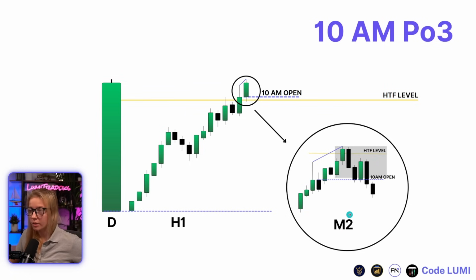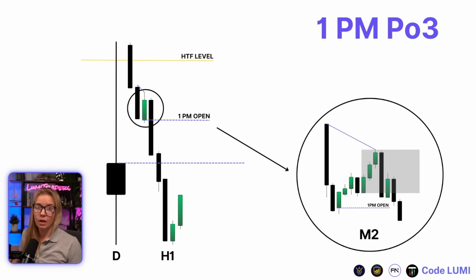The 10 a.m. power of 3 is exactly going to work for the 9 a.m. power of 3, and exactly for every single hourly power of 3. So I mentioned before, we have the daily candle, we got manipulation up, we hit the high time frame level, we got the 10 a.m. reversal, so the rest of the day is possibly going to be bearish. So what happened right here? The high is in, here's the 11 a.m., 12 p.m. and 1 p.m. candle.